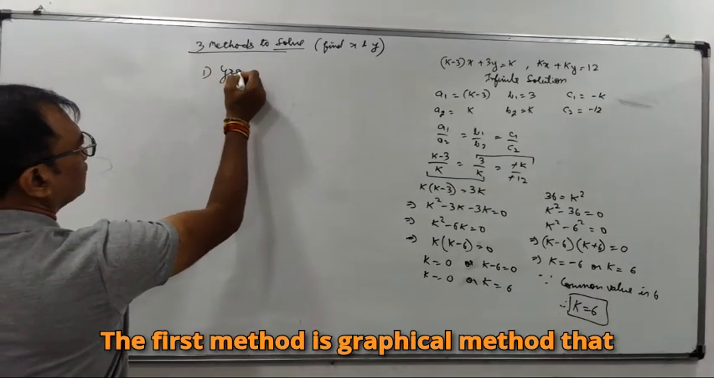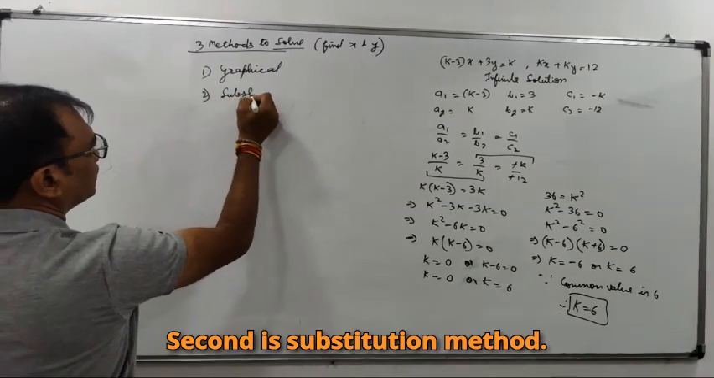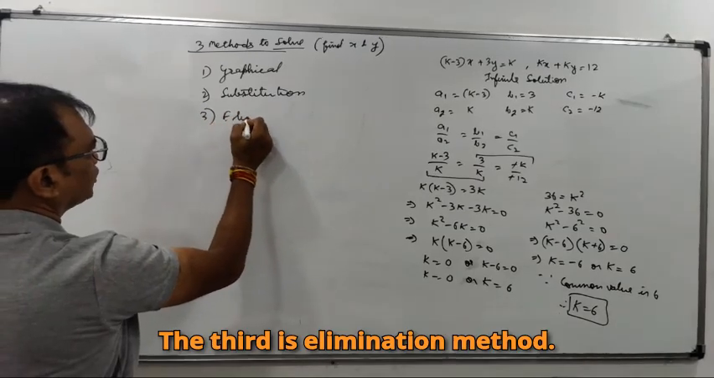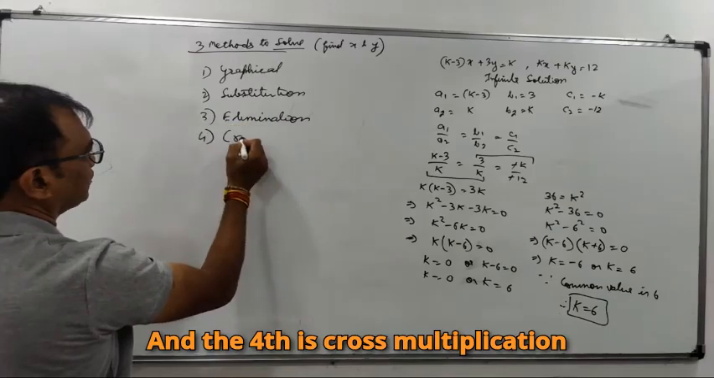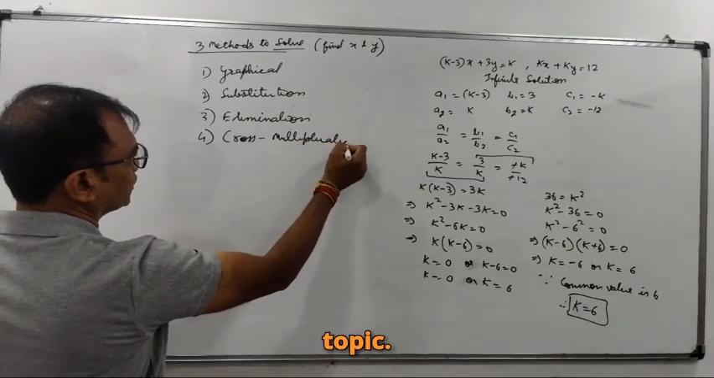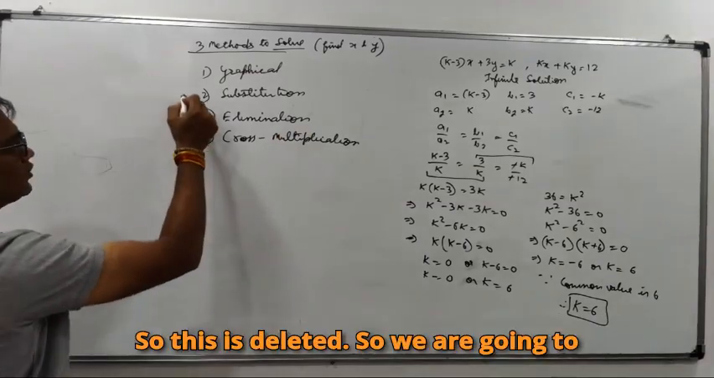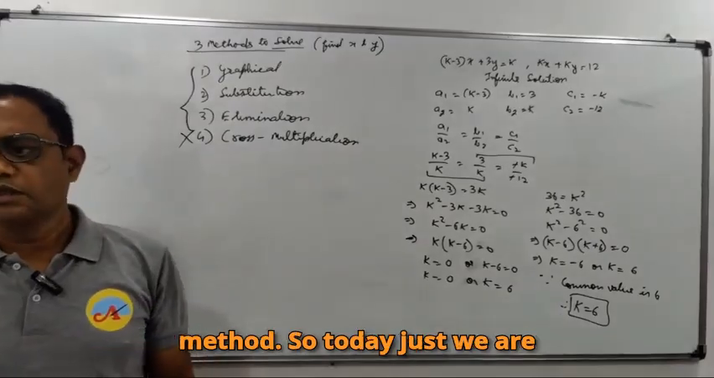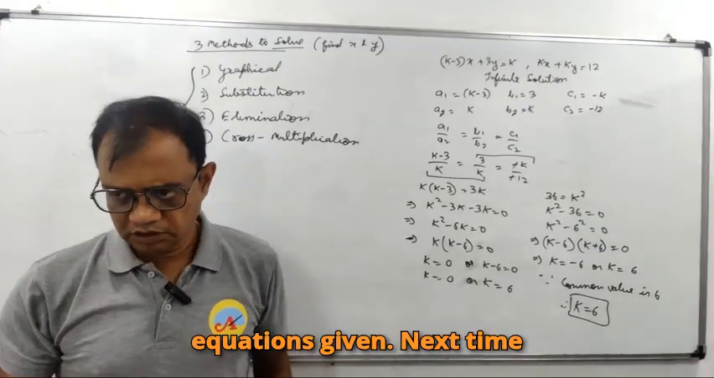The first method is the graphical method that you need to do on graph paper. Second is the substitution method. The third is the elimination method. And the fourth is the cross multiplication method, which is now deleted from the syllabus. So we are not going to do this topic. So this is deleted, so we are going to learn these three topics. Today we are going to learn the first topic, graphical method. So today we are just going to draw the graph with the equations given.